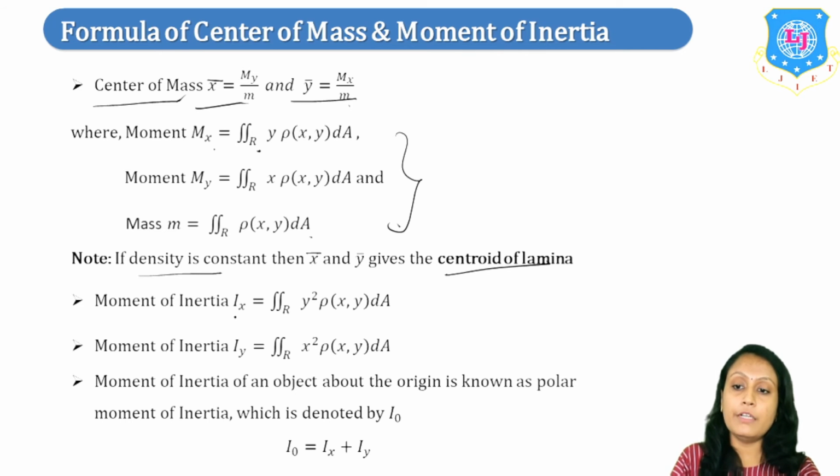Now the moment of inertia Ix is given by the formula double integration over R of y squared rho dA, and the moment of inertia Iy is given by the formula double integration over R of x squared rho dA. Now the moment of inertia of an object about the origin is called the polar moment of inertia, which is denoted by I0, and I0 is Ix plus Iy.